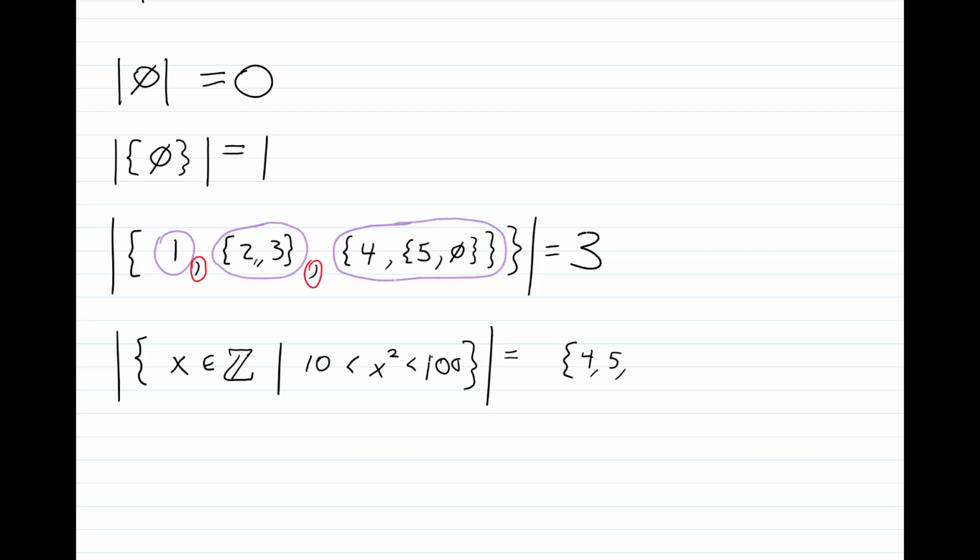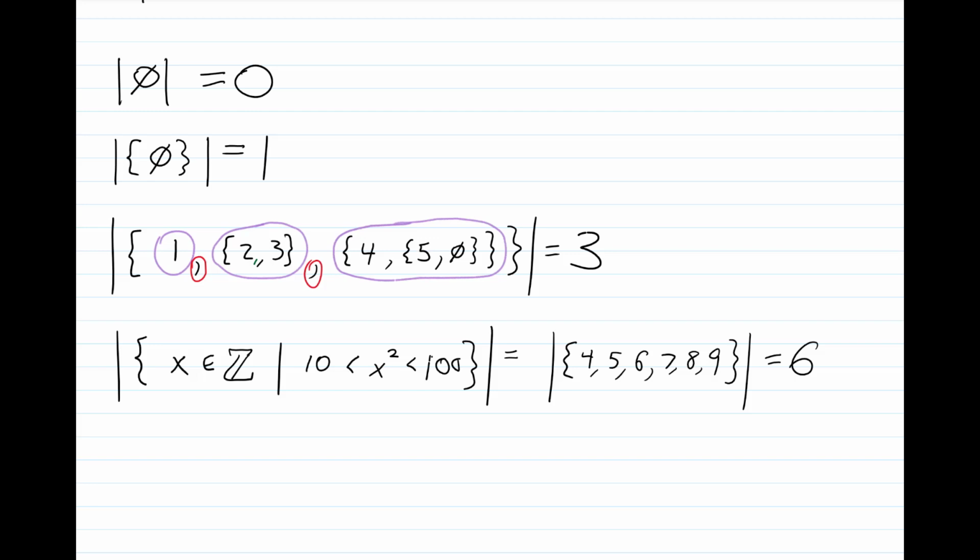What else will be in there? 6 will be in there, because 6 squared is 36. 7 and 8 and 9 will be in there. But 10 won't be there because 10 squared is not less than 100. So that's the whole set right there, and we are being asked for the cardinality of that set. So it's actually a very easy question when you write it that way. And the answer is 6, isn't it? Okay?